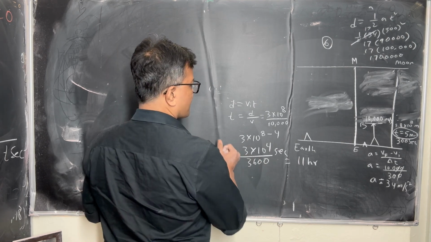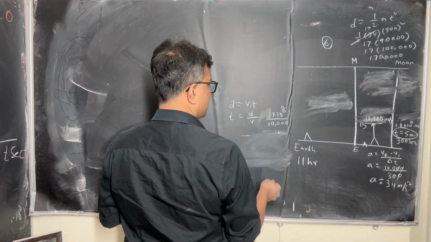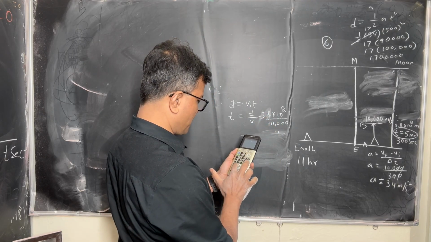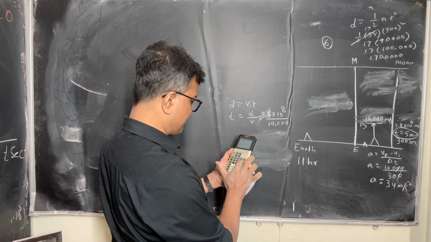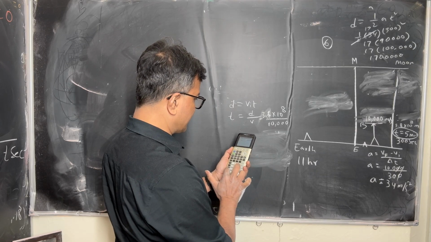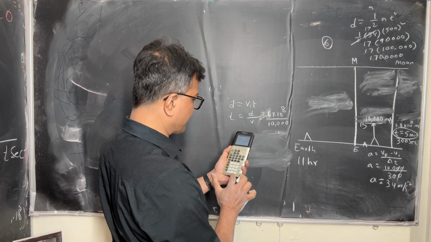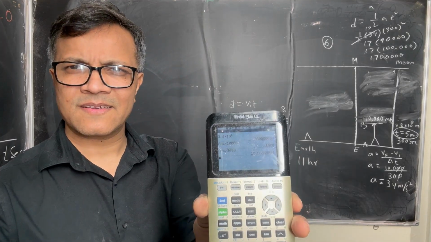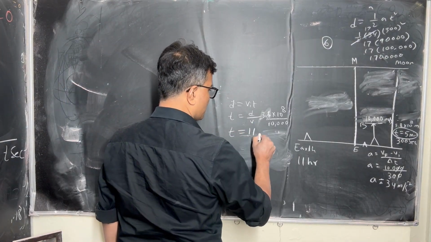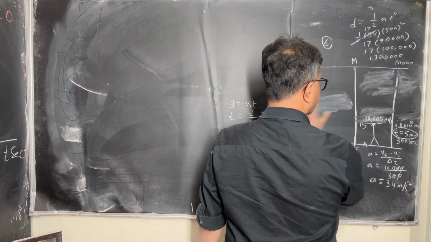Oh, 3.8. So 3.8 times 10 raised to 8, divided by 10,000, divided by 3600. 11 hours. So time is equal to 11 hours. So from Earth to Moon it takes 11 hours.